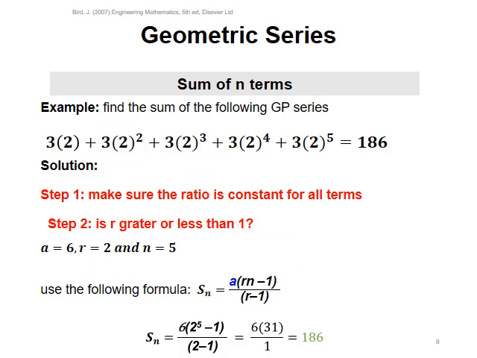Now, the previous example, we will solve it using the formula. Rather than doing the math for each item here, we go directly to the formula. Let's assume a is 6, r is 2, and n is 5. Then substitute here: 6, which is a, times 2 to the power 5 minus 1, over 2 minus 1. Now do the math and come up with the solution.